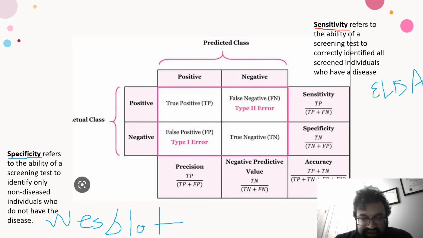This is the highly sensitive test, so it does a really good job of ruling in. It might flag more people than actually have the disease. That's why you need something that is high in specificity, to overcome providing treatment to all individuals. It's important to be specific about that.